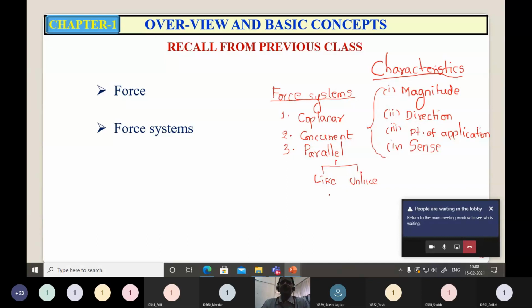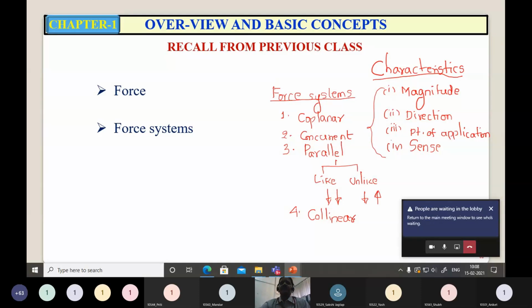There are 2 types of parallel force system: like parallel force system and unlike parallel force system, right? In like parallel force system, the lines of action are parallel to each other, and the sense is the same. In unlike, the lines of action are parallel to each other, but the sense is opposite. Then we have collinear force system and non-collinear force system. If the lines of action of all forces are acting along the same line, then it is collinear force system. If not, non-collinear force system.